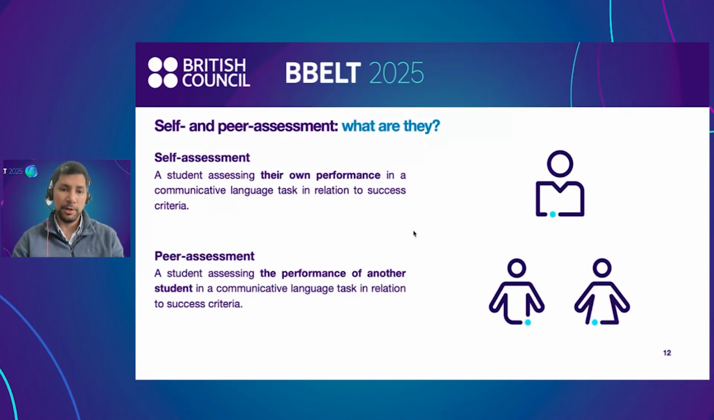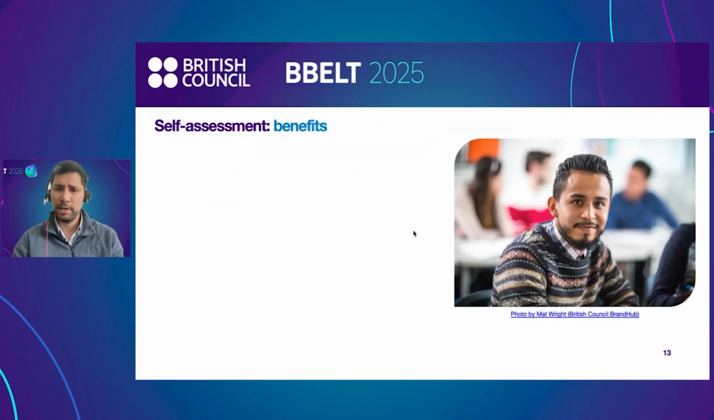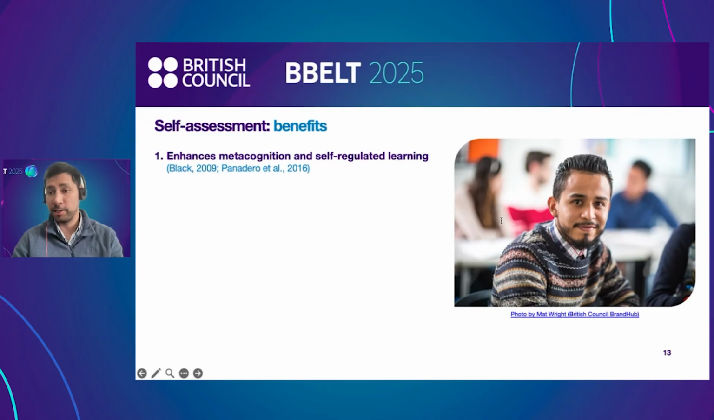And peer assessment refers to a student assessing the performance of another student in a communicative language task in relation to the success criteria. So let's look at some benefits of self-assessment now. Firstly, self-assessment enhances metacognition and self-regulated learning. This means that it improves learners' awareness and regulation of their learning process and strategies, and enables them to set goals, monitor them, and adjust strategies as they go along.